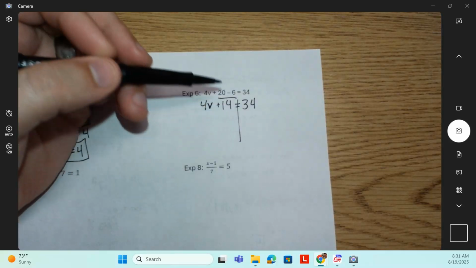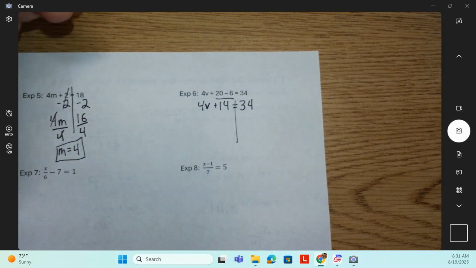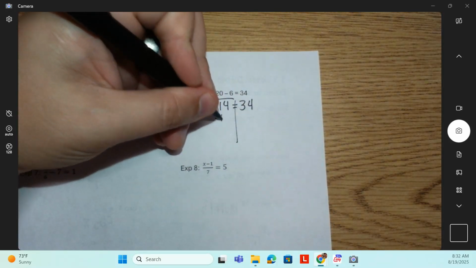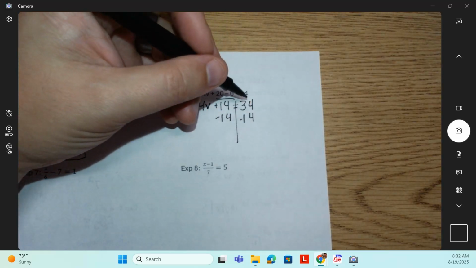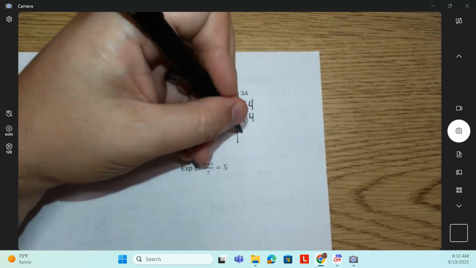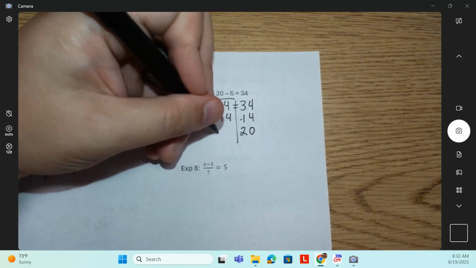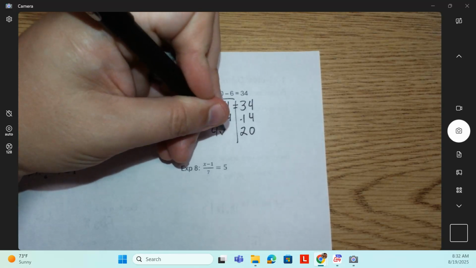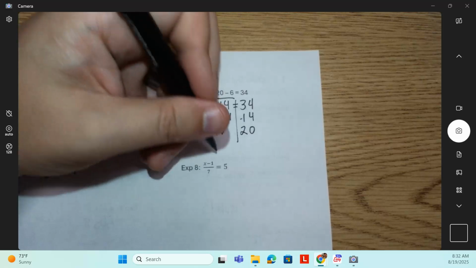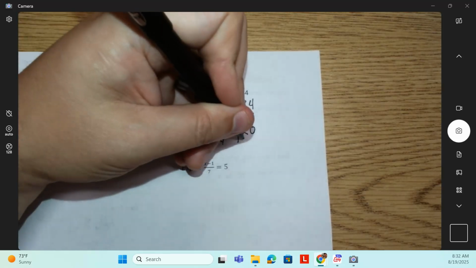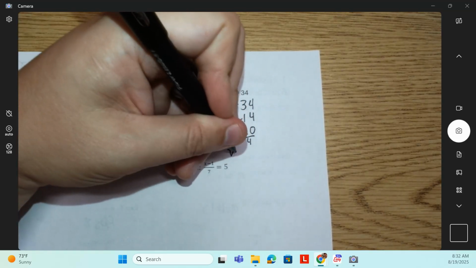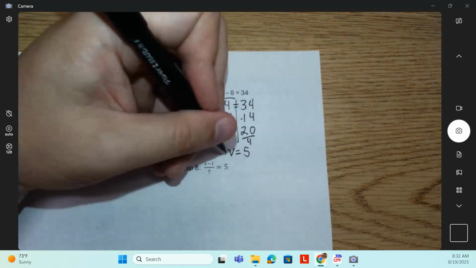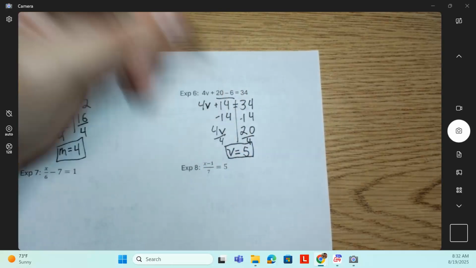Now I can start working on isolating that variable. Doing that, I would subtract 14 from both sides, giving me 20, and then just having a 4v left over here. And last step, since it's multiplying by 4, I'll divide by 4. And I end up with 20 divided by 4, which is just 5. So v equals 5 for that one.